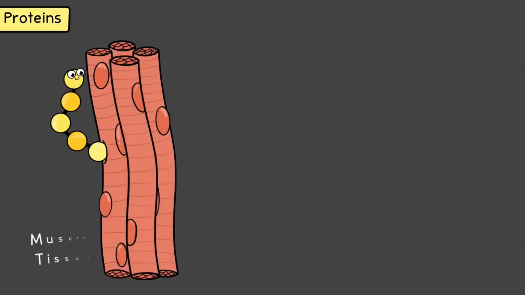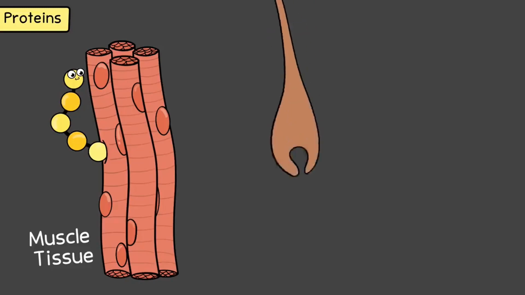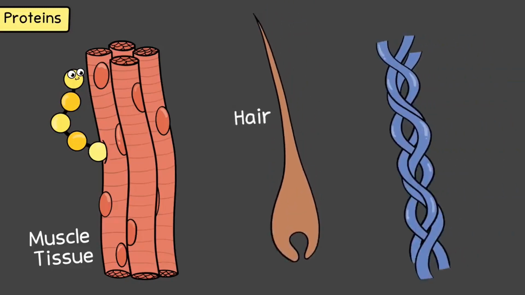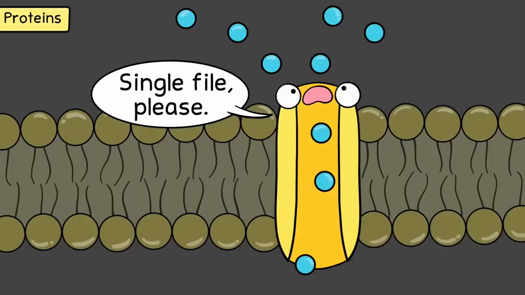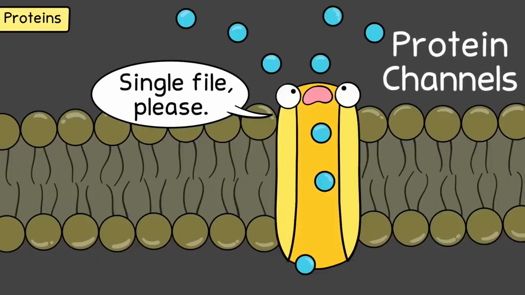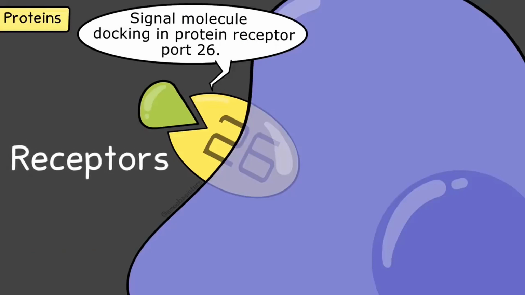Structure-wise, tissue like muscle tissue consists heavily of proteins. Proteins can make up all kinds of other structures, hair or collagen, for example. Proteins can also be found embedded in cell membranes as protein channels. And channels are important to that cell membrane structure, with functions of letting certain substances pass through. Proteins can also be receptors, which are critical in cell signaling, so cells can coordinate actions together.